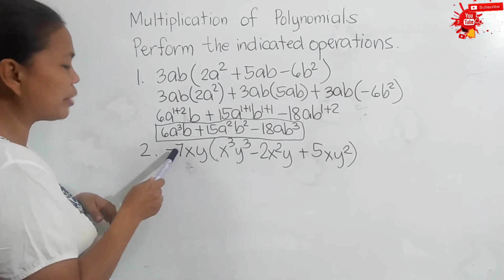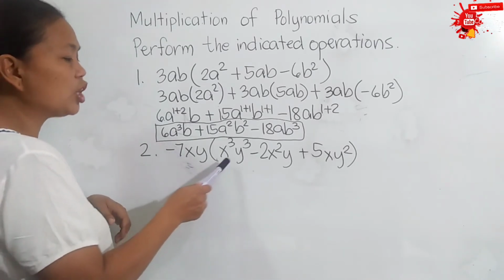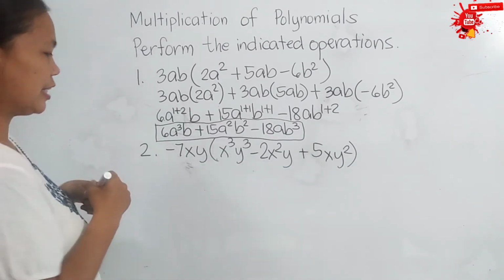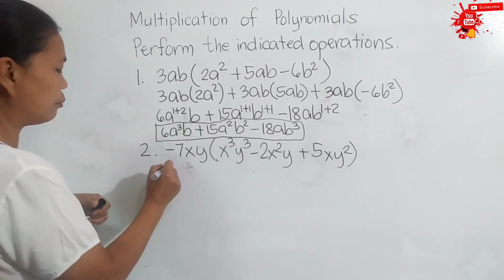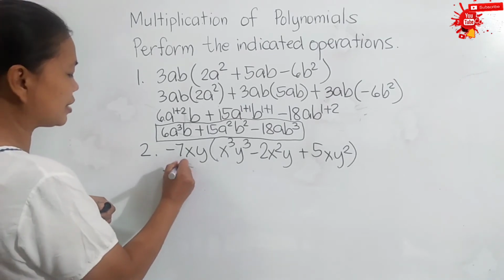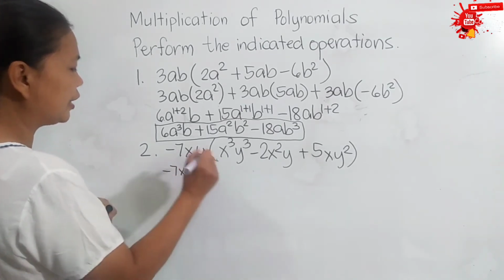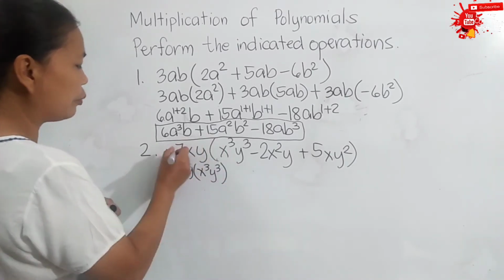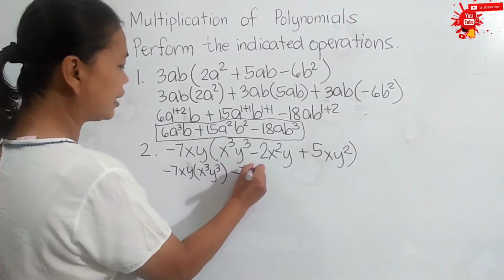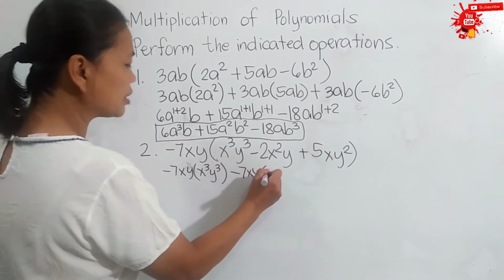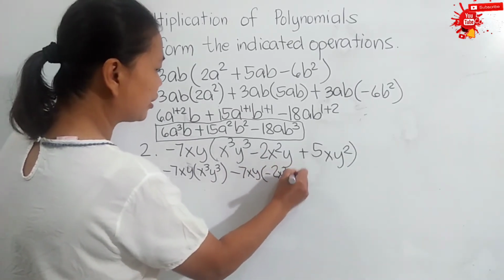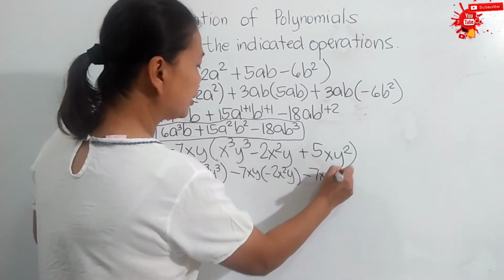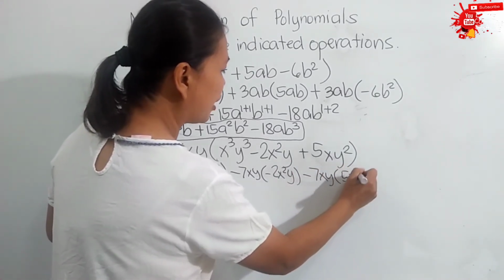So now let us have another example of the multiplication of monomial by polynomial. So we will just multiply negative 7xy to each term of the given polynomial inside the parentheses. So let us distribute and multiply. So we have here negative 7xy times x cubed y cubed. Then we have again negative 7xy times negative 2x squared y. Then negative 7xy times positive 5xy squared.